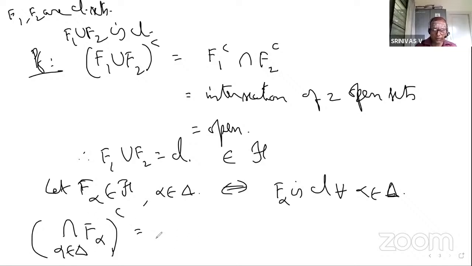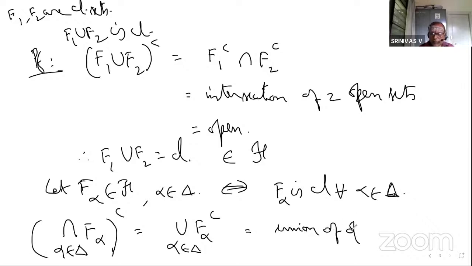Now let us look at the complement of this. What is the complement of this? It is the union of F alpha complement, alpha belongs to lambda. For the complement of the intersection of F alpha, the intersection becomes union, and the complement comes on each F alpha. Each F alpha is in script F, and script F is a collection of closed sets, so each F alpha is closed. Therefore, F alpha complement is open. So this is a union of open sets.